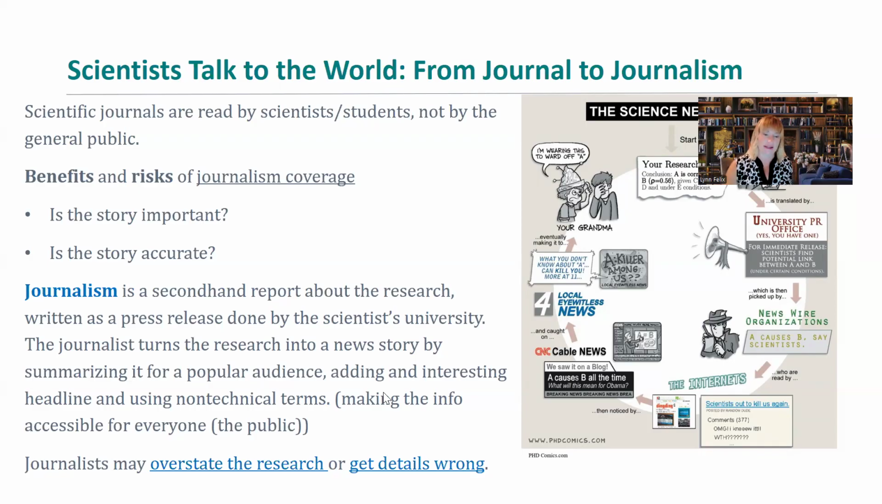So journalism is a secondhand report about the research written as a press release done by, let's say, the scientist's university. And then the journalism turns the research into a news story by summarizing it for a popular audience, adding interesting headlines, using non-technical terms, basically making the info more accessible for the public. So sometimes what happens is journalists may overstate the research or get the details wrong.